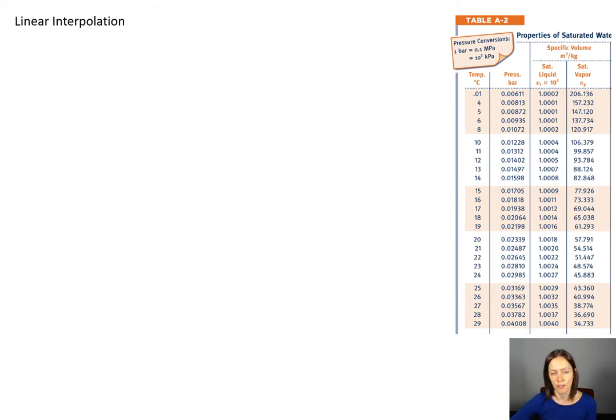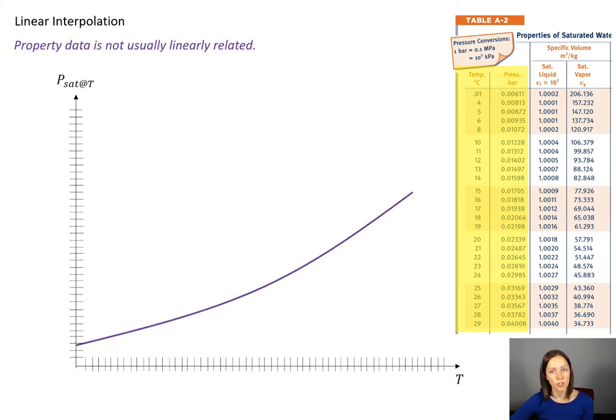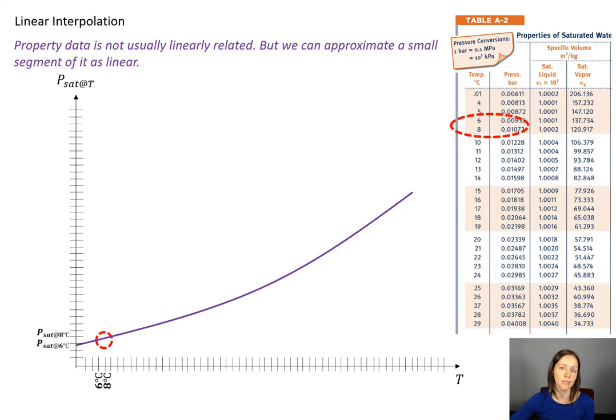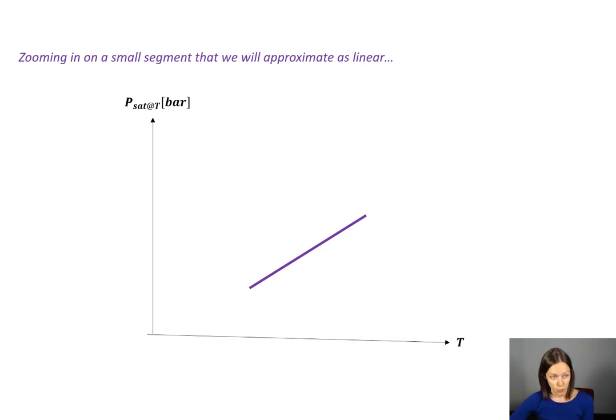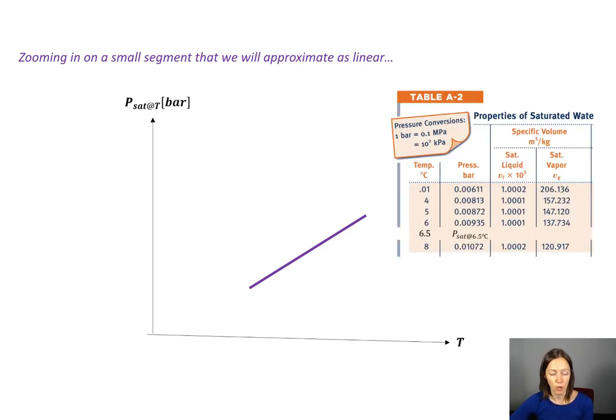If you look at your saturated water table and you look at temperature and saturation pressure, and you graphed those, you would see that the relationship between them is not a linear one. However, if you zoomed in on a really small segment of that curve, you could approximate it as linear. So that's what we're going to do. So here's my zoomed in segment of that curve that I'm approximating as a line.